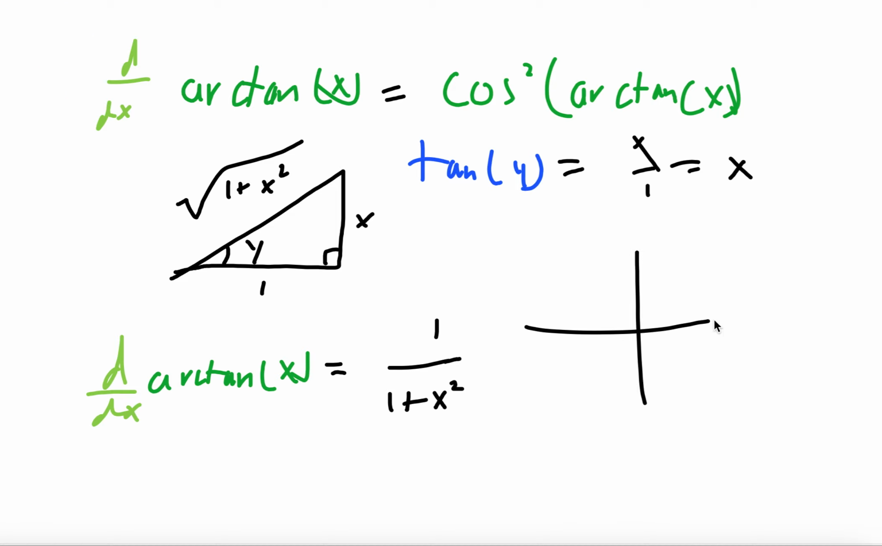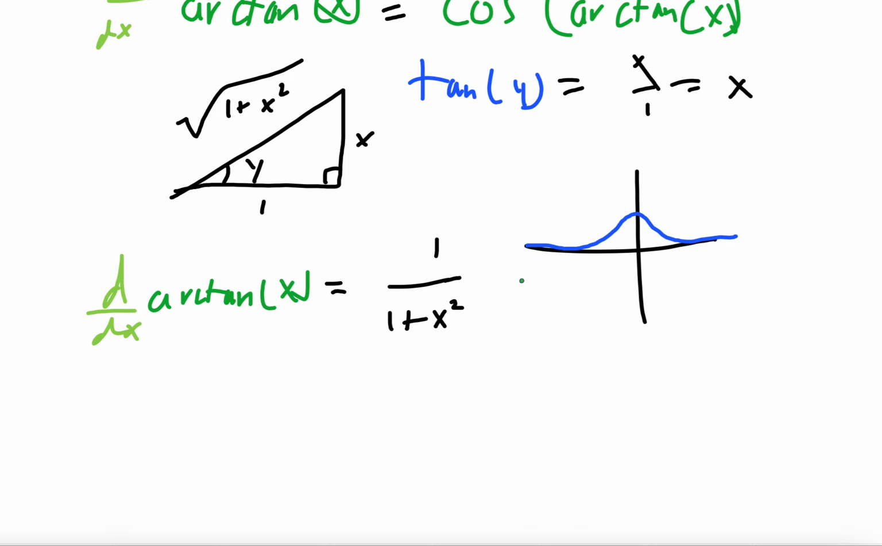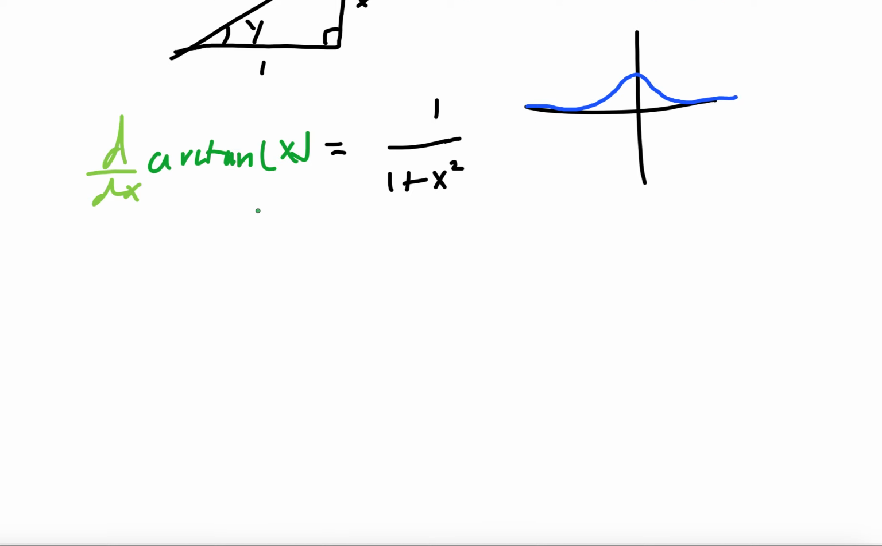And I'll give you a brief drawing of it here. It looks like this, sort of. And that's really cool, that when you sketch the derivative of arctan, you can also visualize that this is the case. So anyways, that's the derivative of arctangent of x.